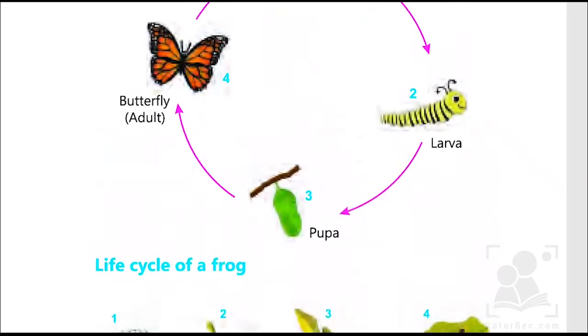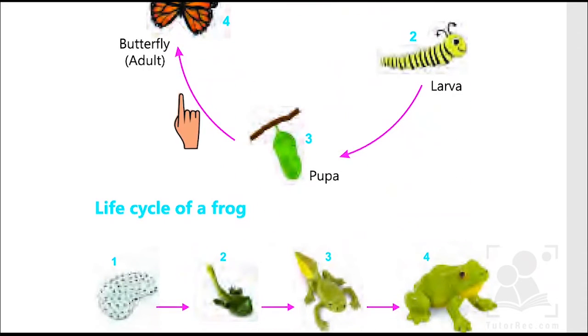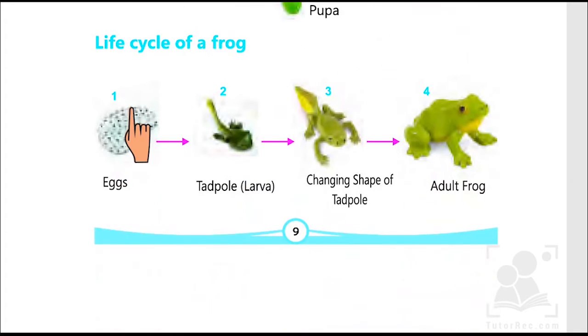So we have seen 2 life cycles or developmental cycles. The first one is of the butterfly, which has 4 developmental phases. It starts with eggs, then becomes larva, the larva is converted into pupa and then becomes an adult butterfly. Similarly, the life cycle of a frog starts with eggs, the eggs convert into larva or tadpole, then the tadpole changes shape to become an adult frog.